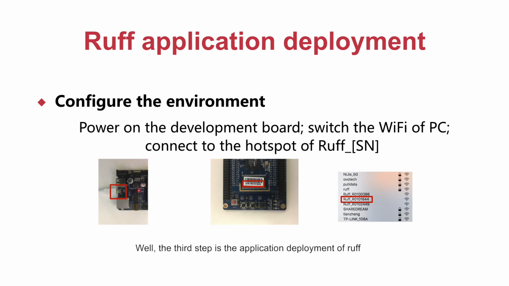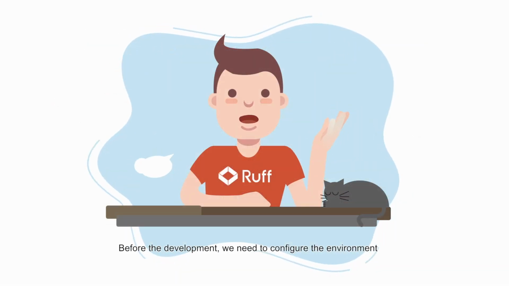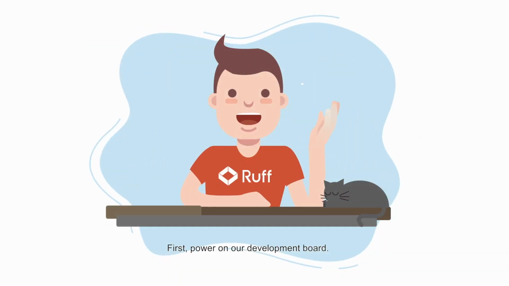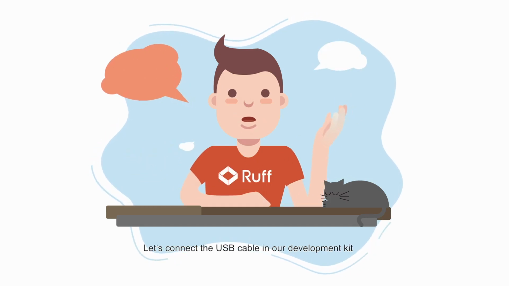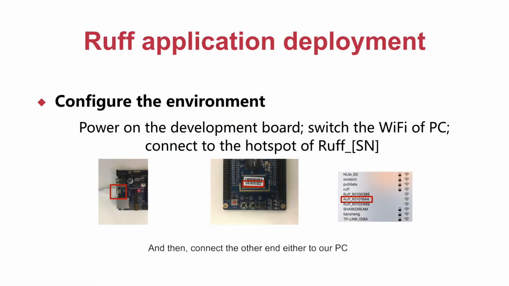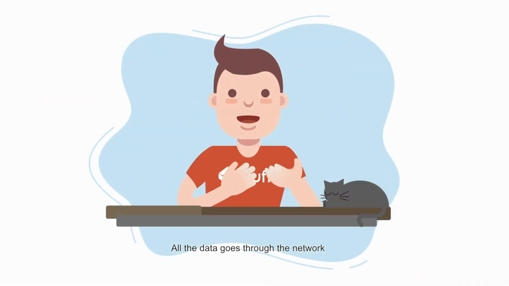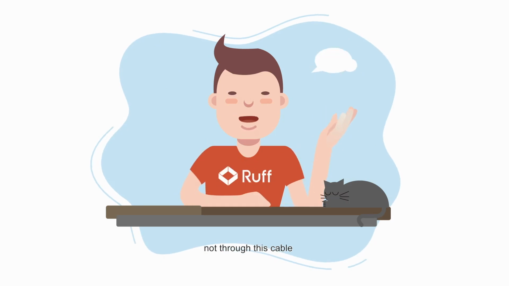Well, the third step is the application deployment of Ruff. Before the deployment, we need to configure the environment. First, power on our development board. Let's connect the USB cable in our development kit to the development board, and then connect the other end either to our PC or to a USB adapter. The use of this cable is to supply power to the development board. All the data goes through the network, not through this cable.